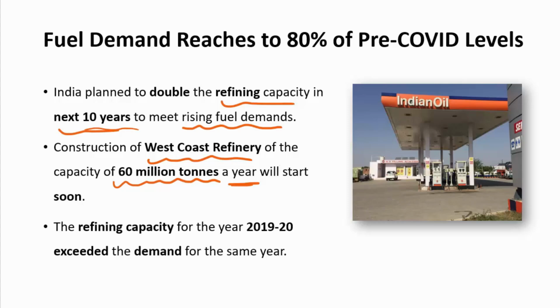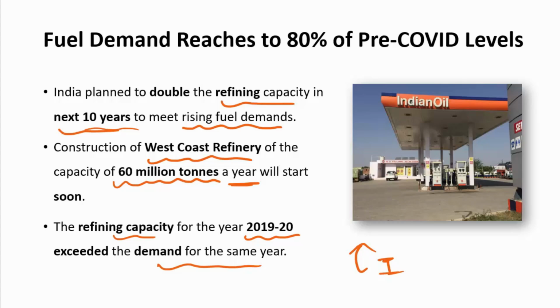Further, one important fact must be noted: for the year 2019-20, the refining capacity exceeded the total demand of the fuel or of the crude oil for that particular year. So this is also a very good sign, that we are producing more than what actually is the demand.